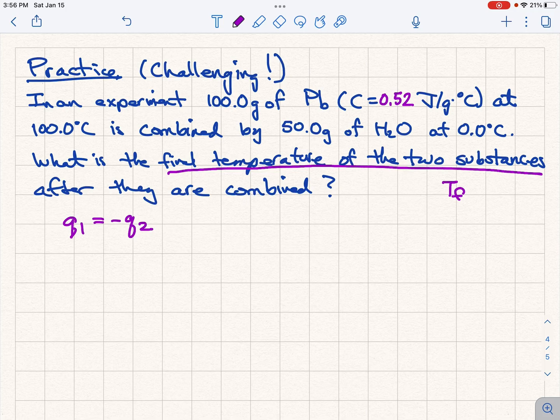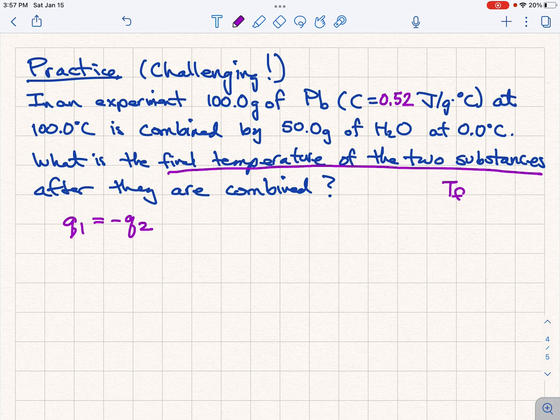And when I solve this in a minute, I'm going to make lead Q1, I'm going to make water Q2. If you want to flip them, go right ahead. You'll get the same answer. Okay, so pause the video, work the problem. All right, here we go.